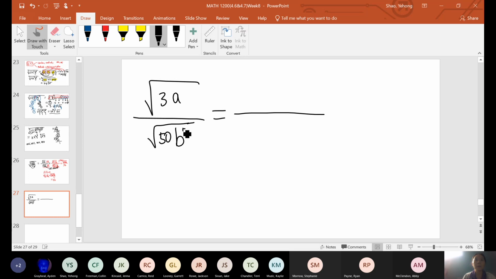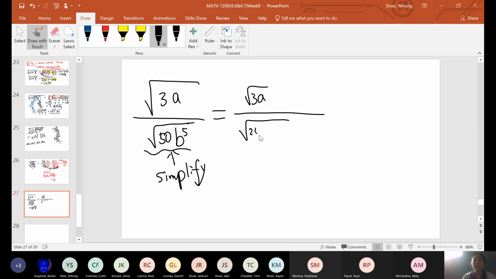So the first thing I would like to do, instead of trying to get rid of the radical in the denominator, is to simplify this first. There is a radical in the denominator, but simplifying first will make your process easier later. So first of all, I'm going to try to simplify this radical.